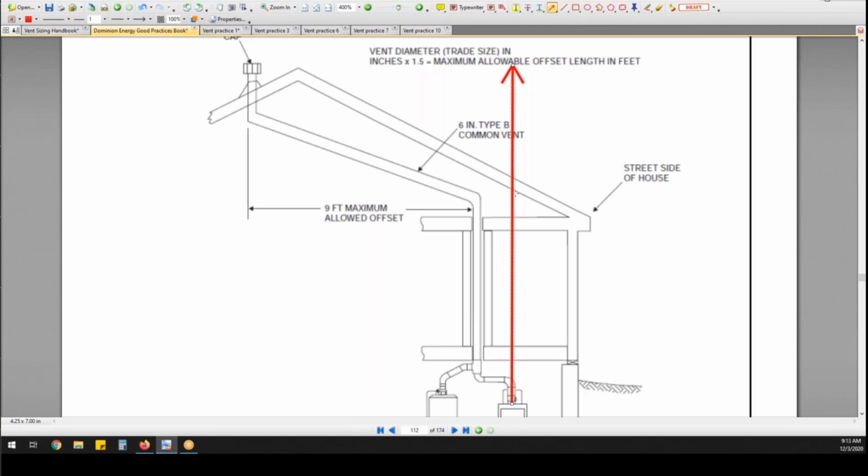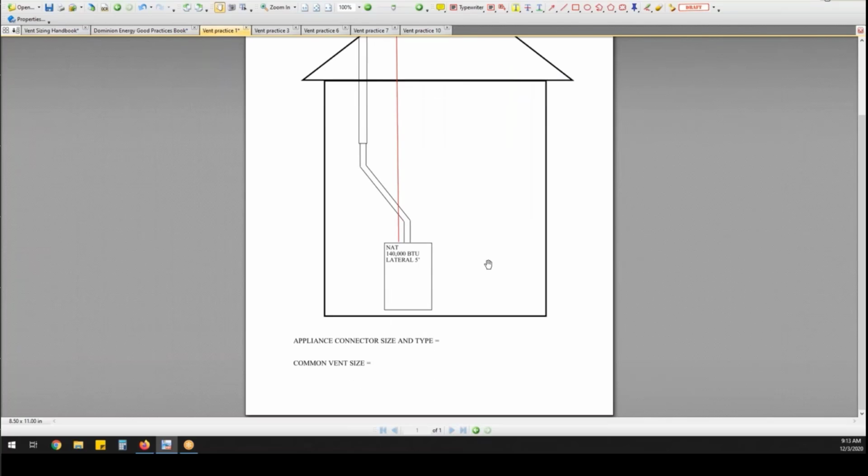On the diagrams you gave us, you asked 2 questions at the bottom: common vent size, and then the appliance connector size and type. Am I supposed to be writing down? I know we figured out 6 inches for the main stack, the common vent size. Yep. And we figured out we can use single wall for connector type, but the size, they don't have to be 6 inches, right? Yes, it has to be 6 inches.